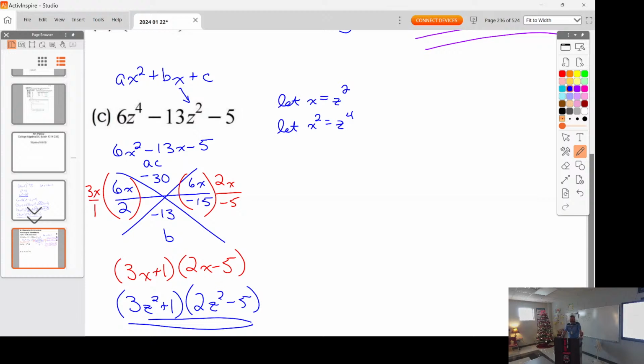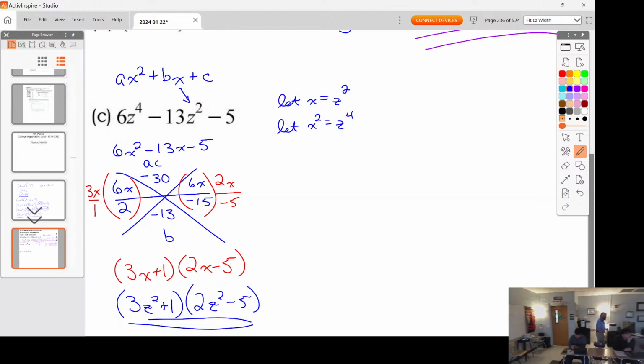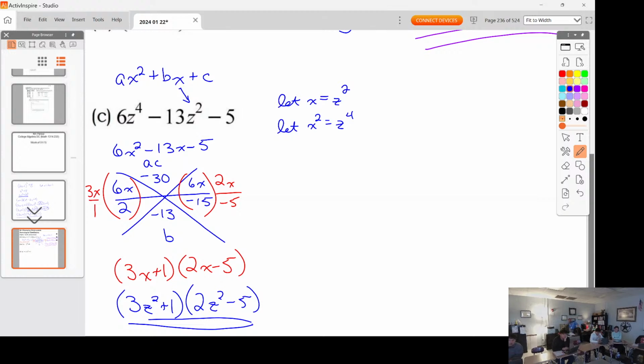Any questions on these? So finishing R4, that means we are all factoring experts.